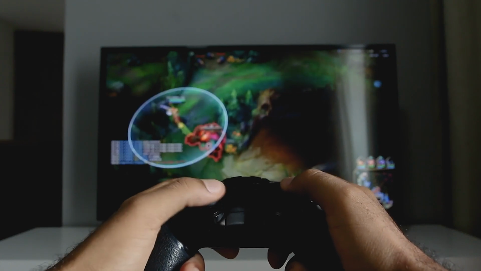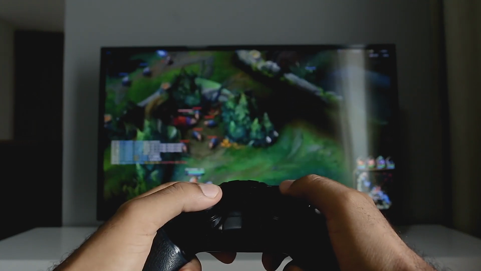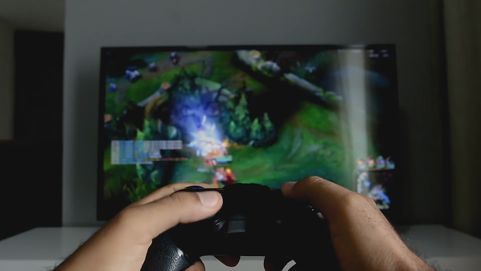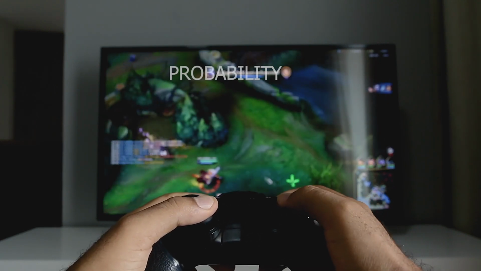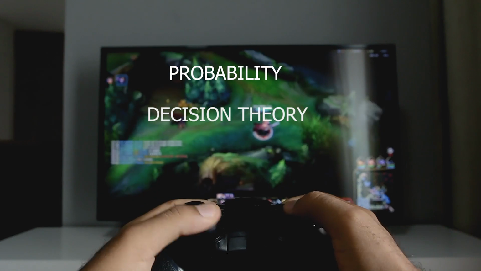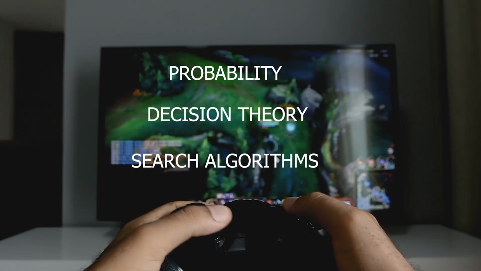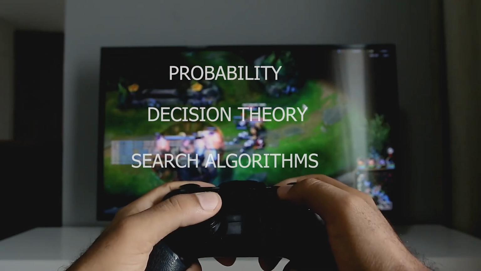Artificial intelligence. Artificial intelligence (AI) is another critical area where math is used in game development. AI is used to create intelligent behaviors for non-player characters (NPCs) in the game. It's essential to understand mathematical concepts such as probability, decision theory, and search algorithms to create believable and engaging NPCs.